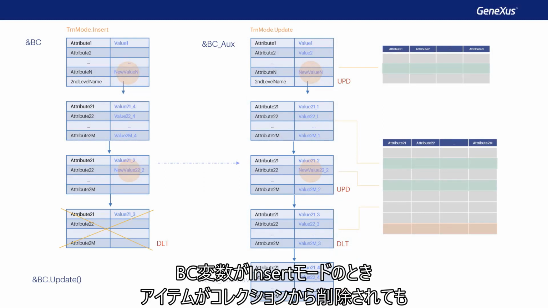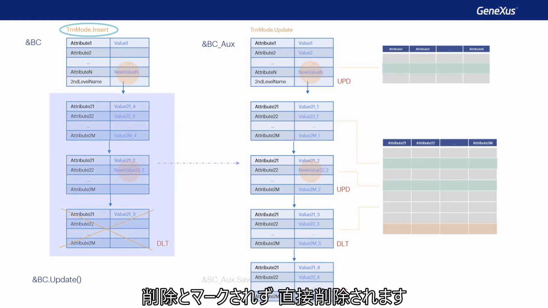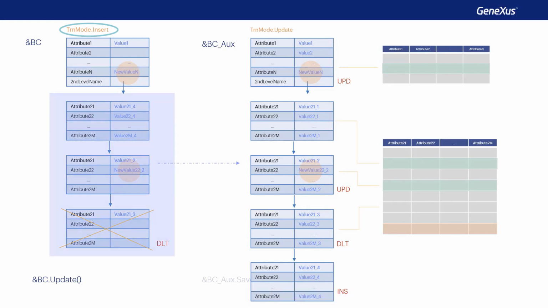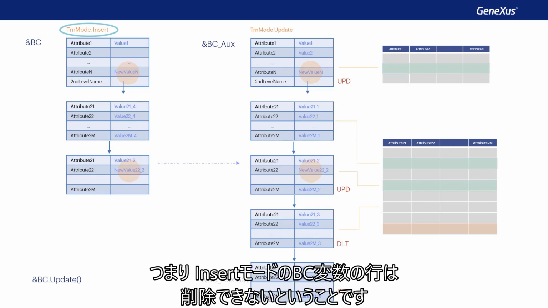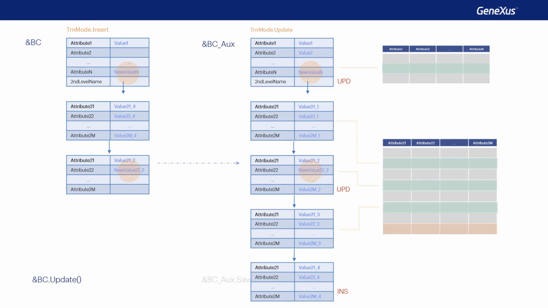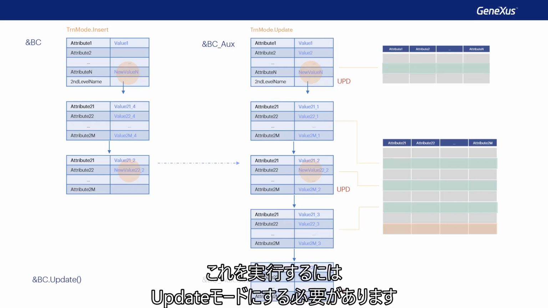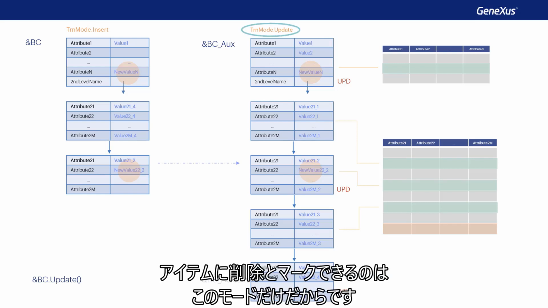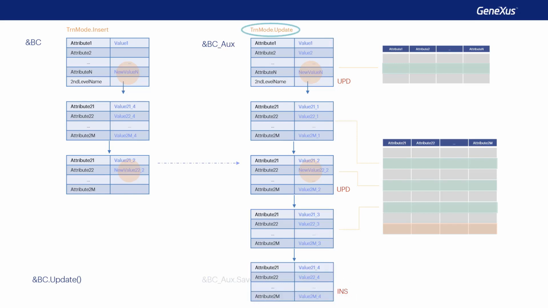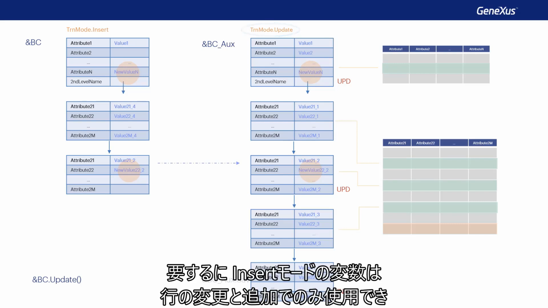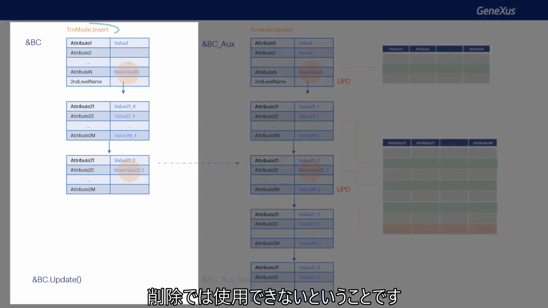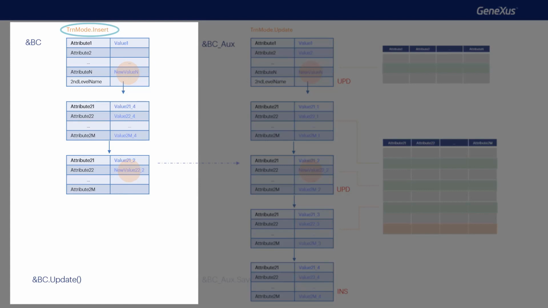If the BC variable is in insert mode, when the item is removed from the collection, it's not marked for deletion, but is directly deleted. This means that we cannot delete lines with BC variables in insert mode. They must be in update mode to be able to do this, because only in that mode the item is marked for deletion. In short, a variable is used in insert mode only to modify and/or add lines, but not to delete.